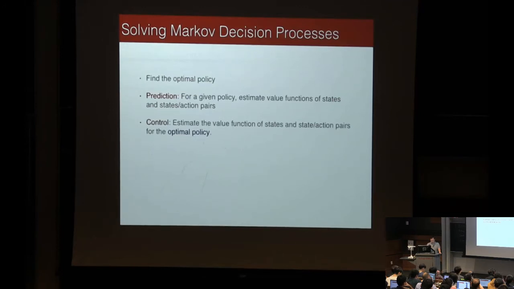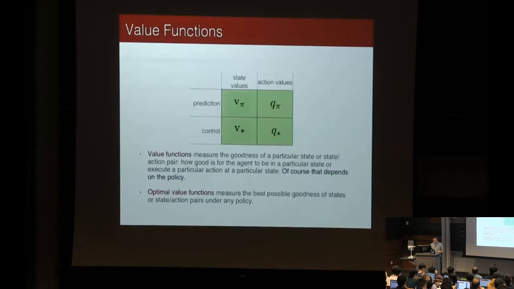There's a control task, which is to estimate the value function of states and state action pairs for the optimal policy. So this is basically saying that if I had access to the optimal policy, what would the value of the state be? And again, we'll see some examples of that. So, value functions. The value functions are basically measuring the goodness of a particular state, right? Or state action pair. How good is it for the agent to be in a particular state or execute a particular action at a particular state? And that depends on the policy.